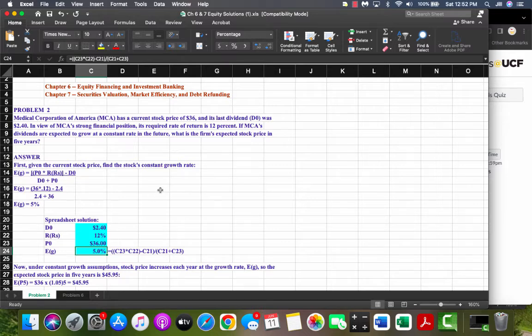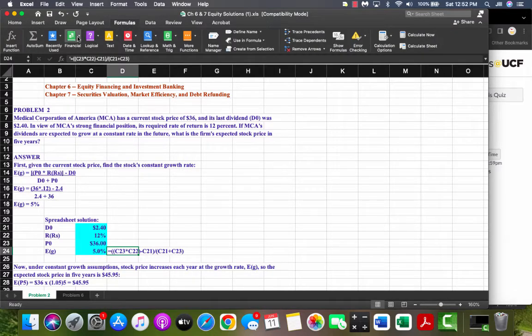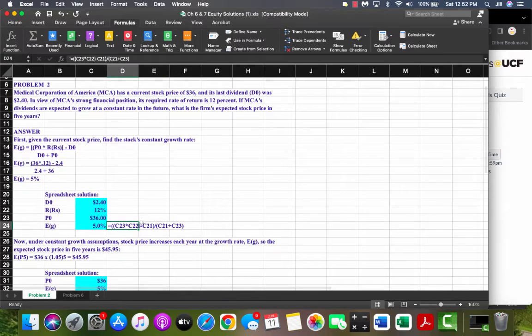So the calculation, obviously, we want to plug in, and I don't believe we have a specific calculation in here for it. Yeah, we don't. So we have to create our own here. So we have P0 times, I'll just say words, it's easier. We have the current stock price multiplied by the required rate of return, and that is going to be minus the last dividend. And all of that is going to be divided by the last dividend plus the current stock price. So that is our calculation.